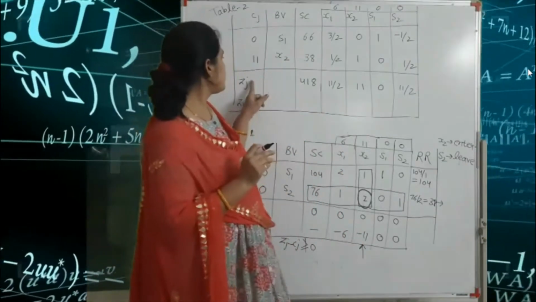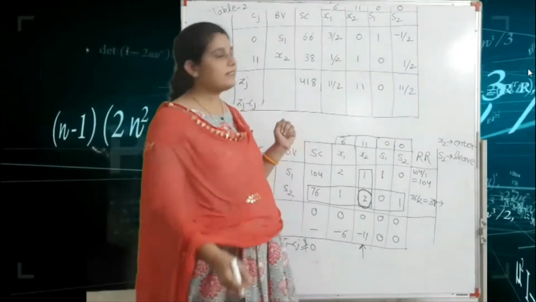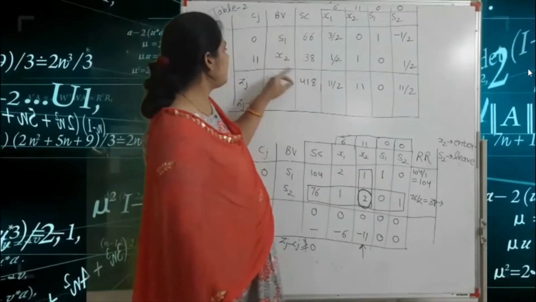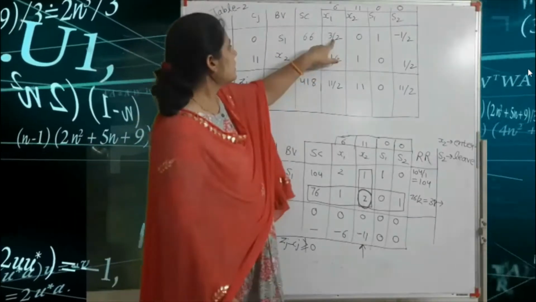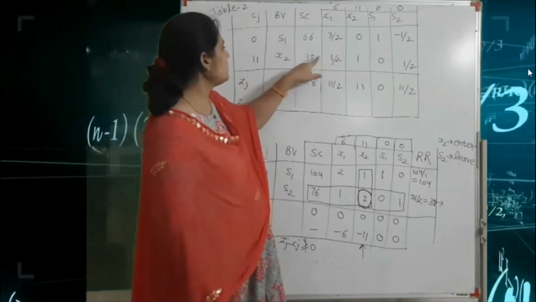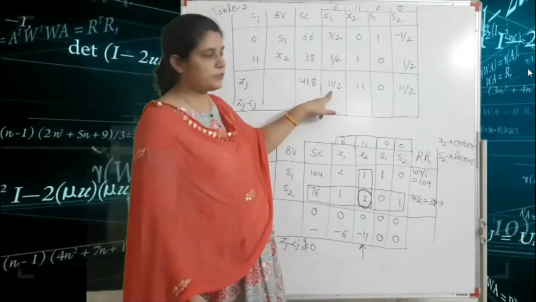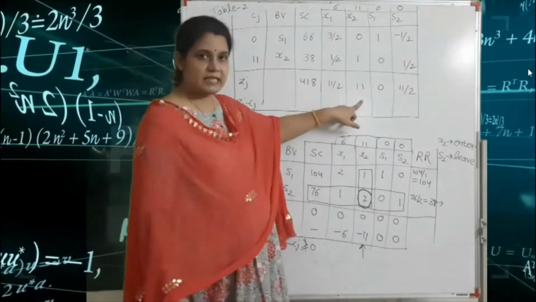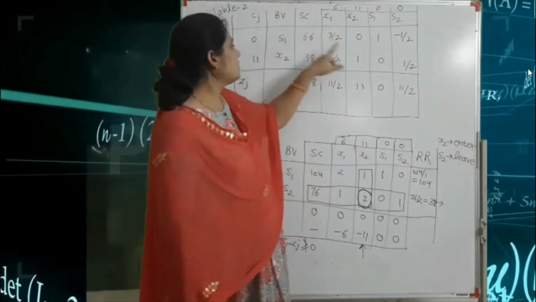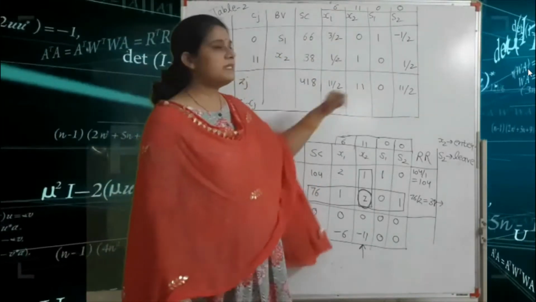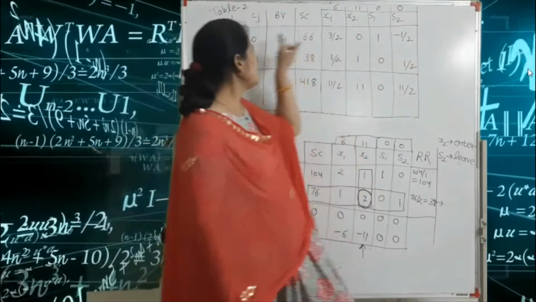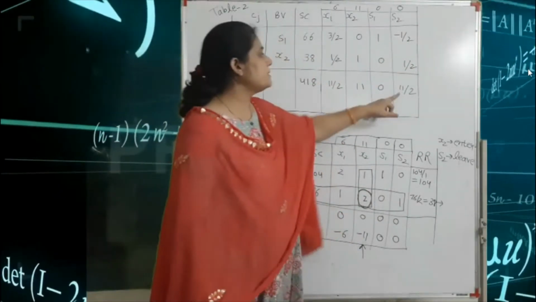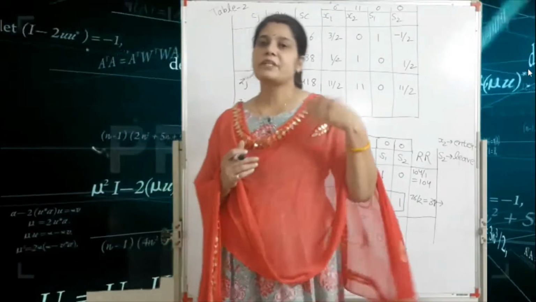Next we find the Zj. For finding the Zj, 66 into 0 plus 38 into 11 is 418. 3 by 2 into 0 plus 1 by 2 into 11 is 11 by 2. 0 into 0 plus 1 into 11 is 11. 1 into 0 plus 0 into 11 is 0. Minus 1 by 2 into 0 is 0, plus 1 by 2 into 11 is 11 by 2. So this is the Zj value.